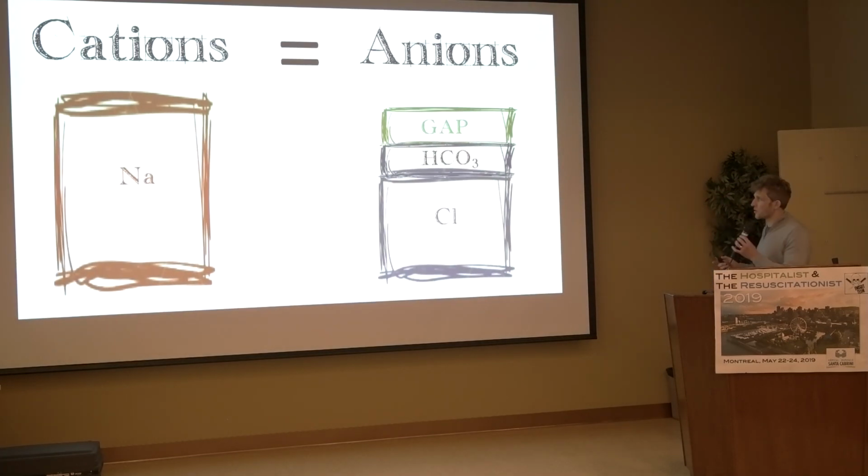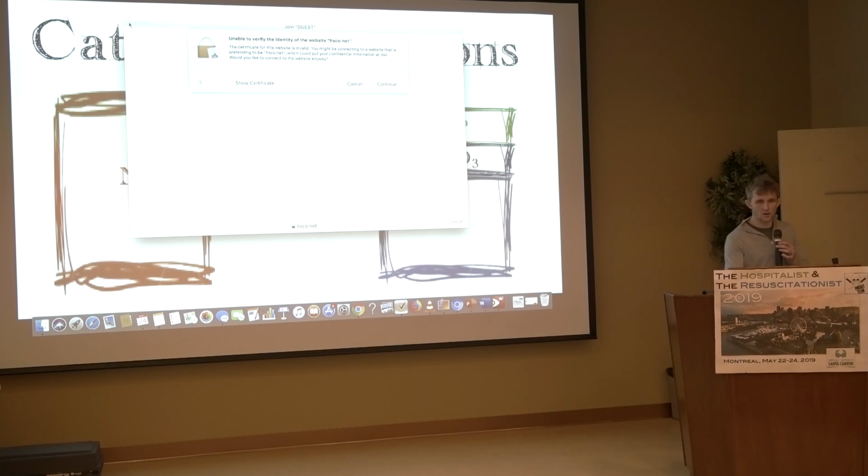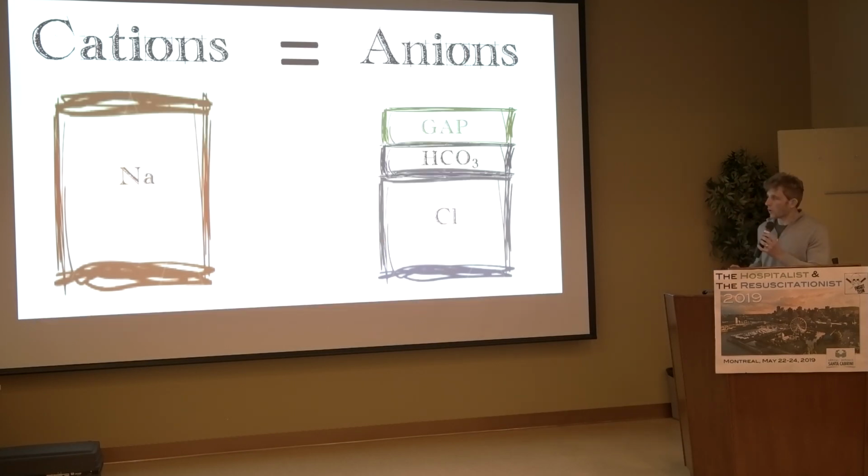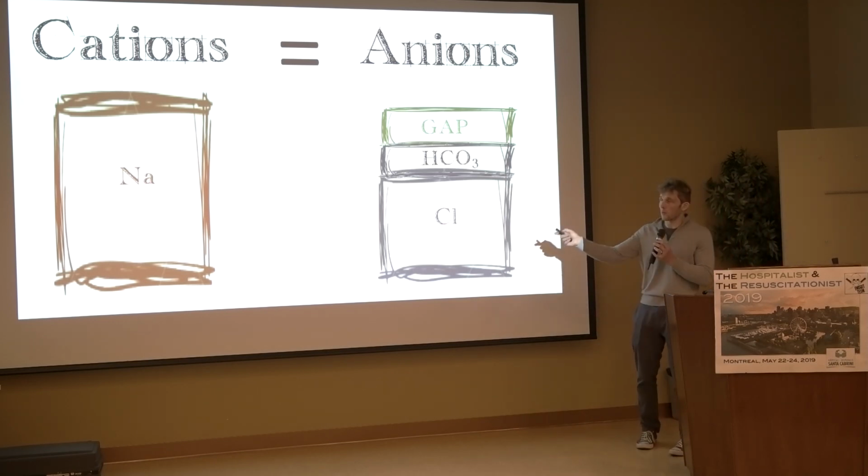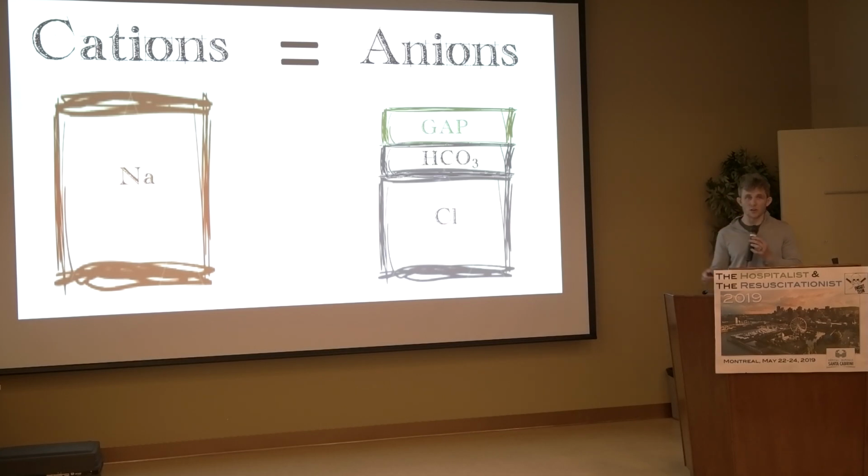All right, so like I said, you need a way to quantify how much chloride is in your system in relation to your sodium, and you need a way to quantify what the gap is in relation to your sodium. Remember, it's always in relation to your sodium, right? Because the cations and the anions have to equal, right?